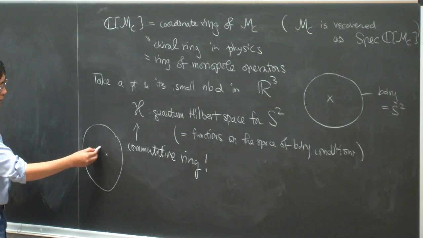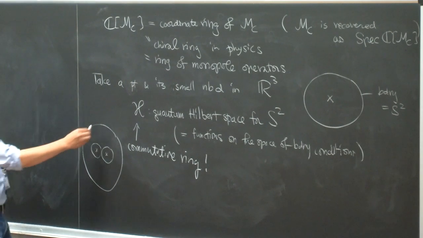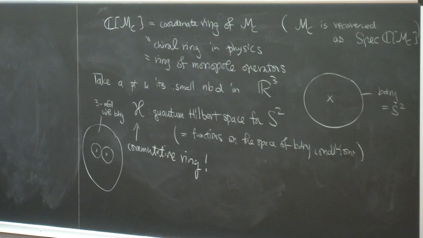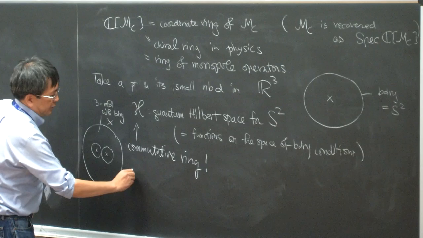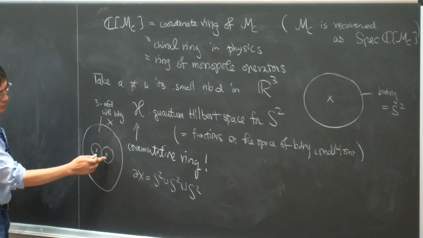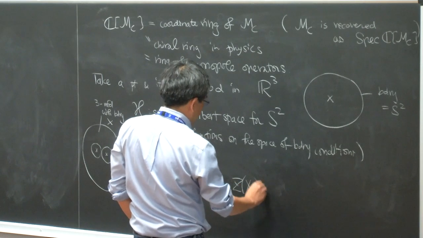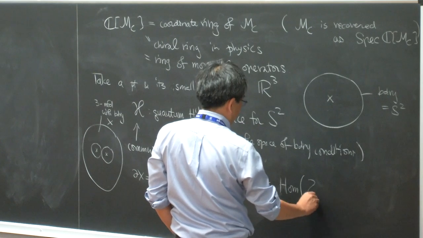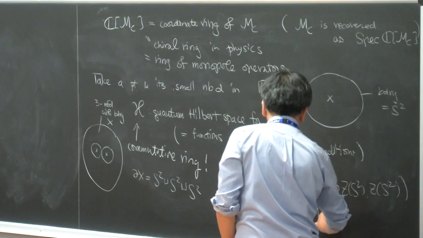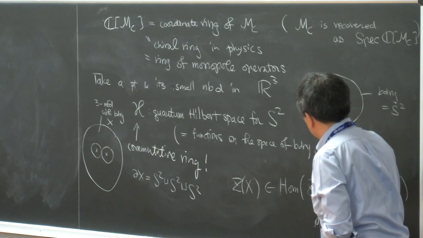I have 2 points, and I consider two spheres surrounding these 2 points. And this is a three-manifold with boundary. I denote this by X. So the boundary of X is S2, S2 and S2. We have three boundaries. The orientations are different for the inner two spheres and the outer one. So the partition function for X should give a homomorphism from Z of S2 tensor Z of S2 to Z of S2. As I said, this is H tensor H to H. Right? So this is a multiplication.